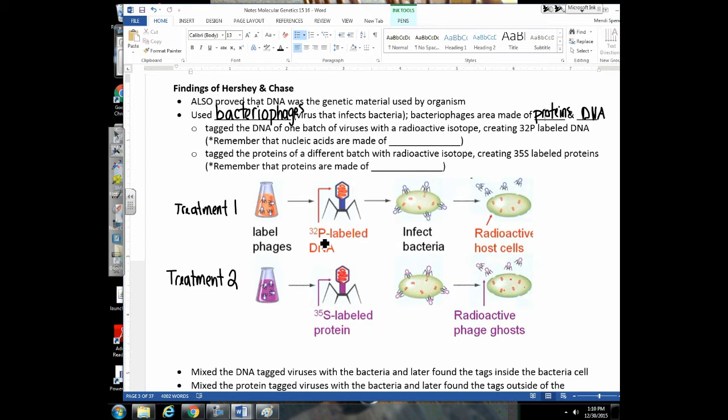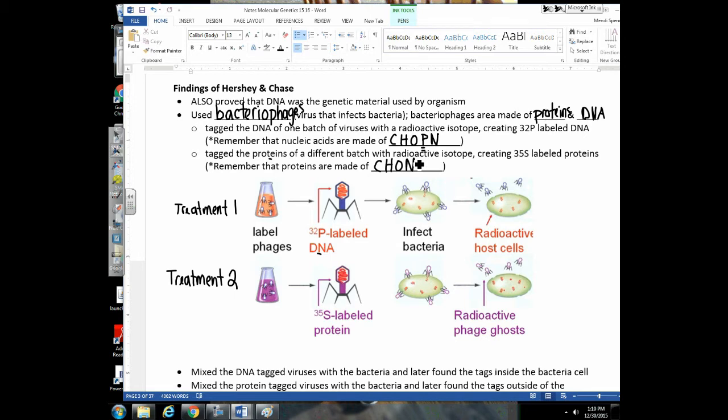So in the first treatment, they tagged the DNA, and they used a radioactive isotope. They used these phosphorus atoms that were radioactive. Now, the reason why they use phosphorus atoms is because of something I've had you memorize in the biochemistry unit. Nucleic acids contain carbon, hydrogen, oxygen, phosphorus, and nitrogen. So there's these phosphorus atoms that we can tag. And the important thing to note is that proteins do not contain phosphorus atoms. They contain carbon, hydrogen, oxygen, and nitrogen. So we will not accidentally also label proteins when we're trying to label these nucleic acids, because they do not have phosphorus atoms in them to tag.